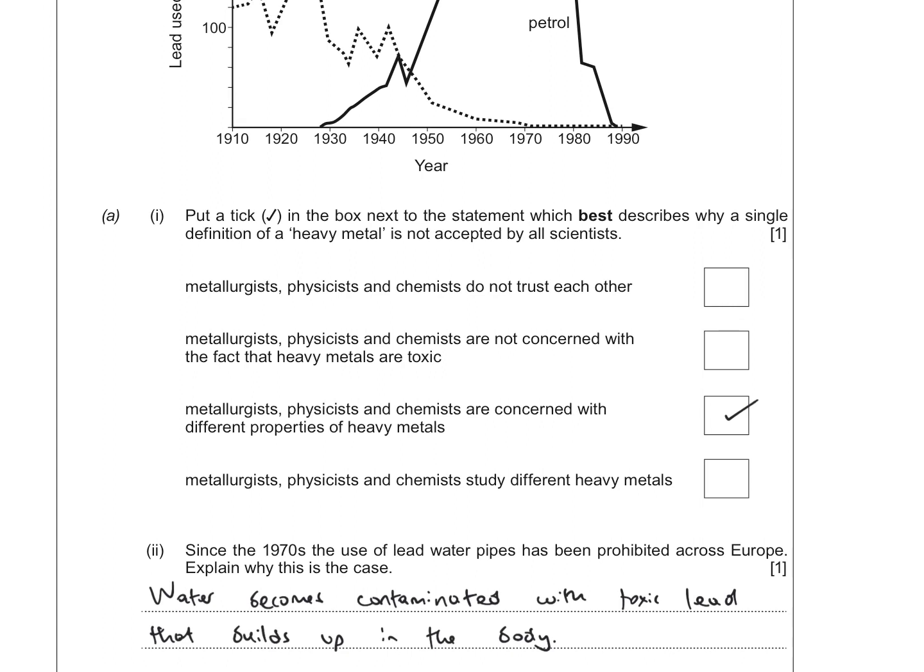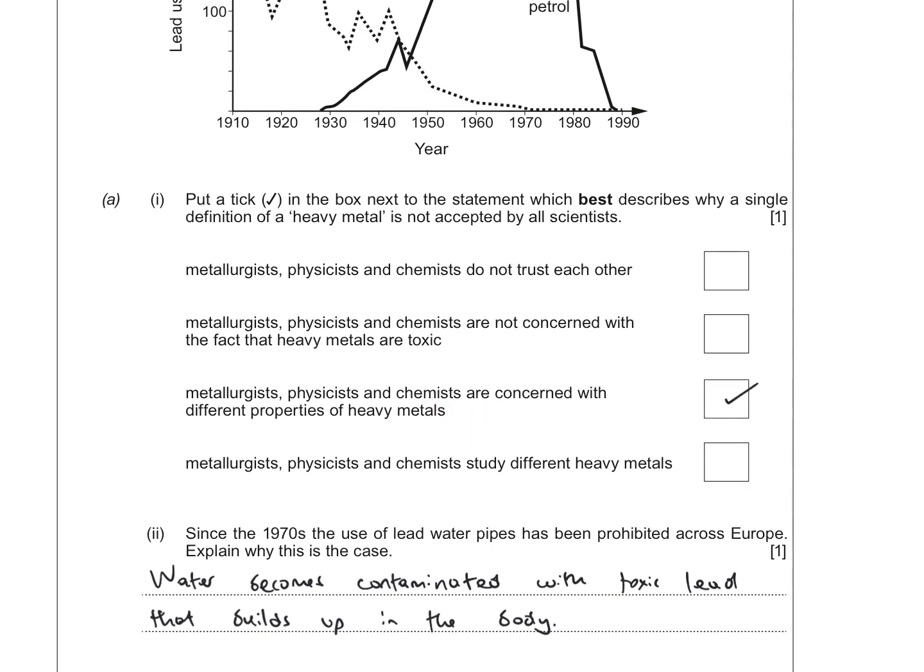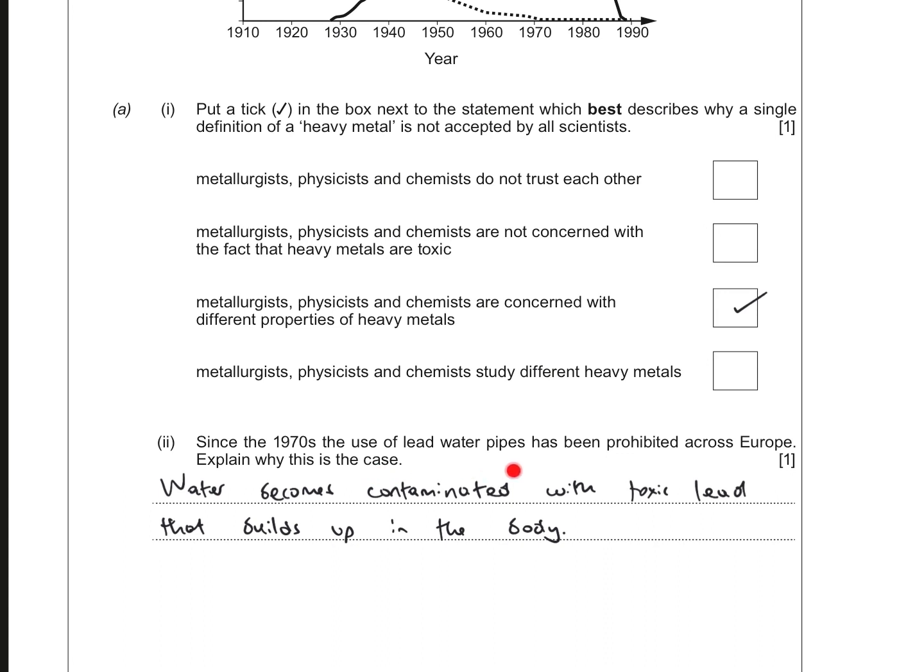Put a tick in the box next to the statement which best describes why a single definition of heavy metal is not accepted. It's because metallurgists, physicists and chemists are concerned with different properties, so they can't all agree. Since the 1970s, the use of lead water pipes has been prohibited across Europe. Explain why this is the case. It's that water becomes contaminated with toxic lead that will build up in the body.